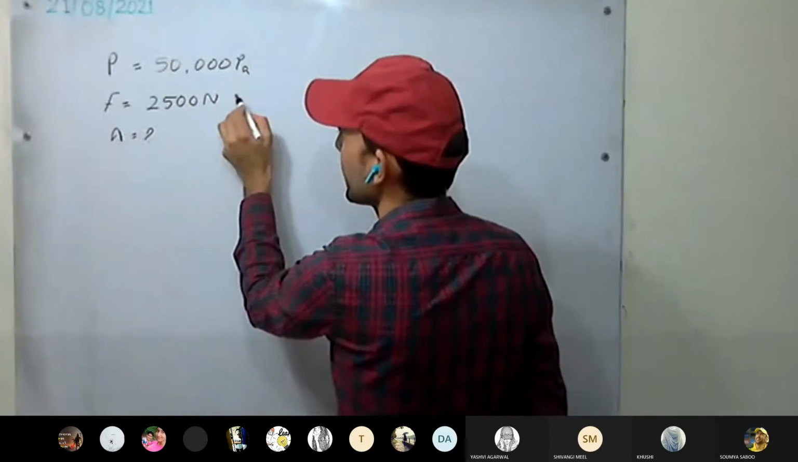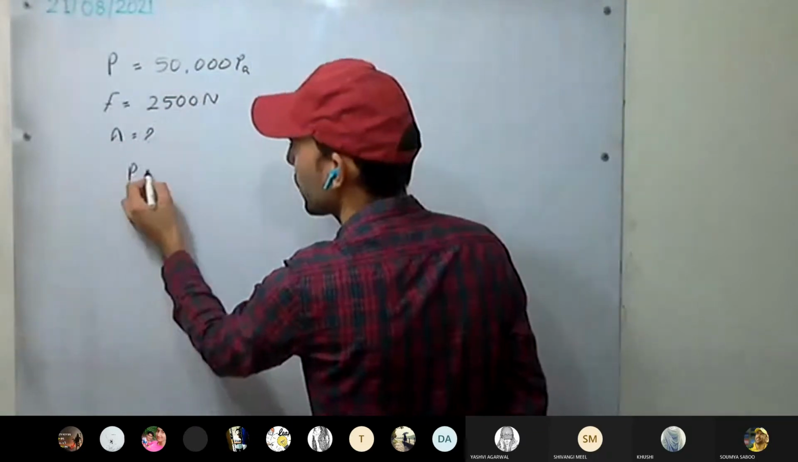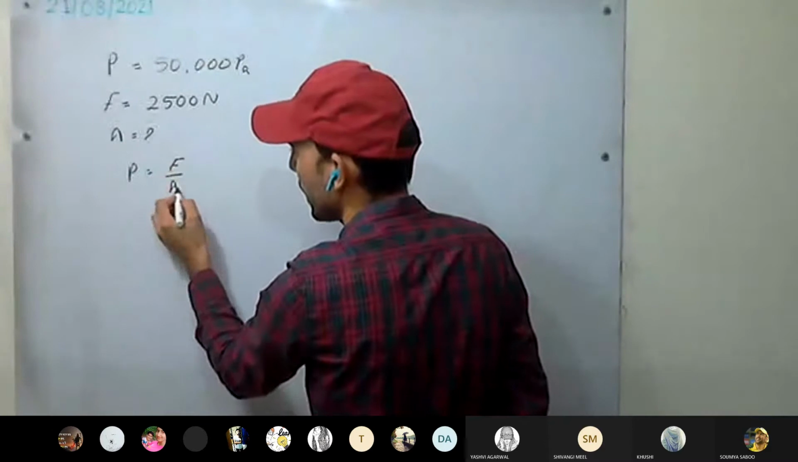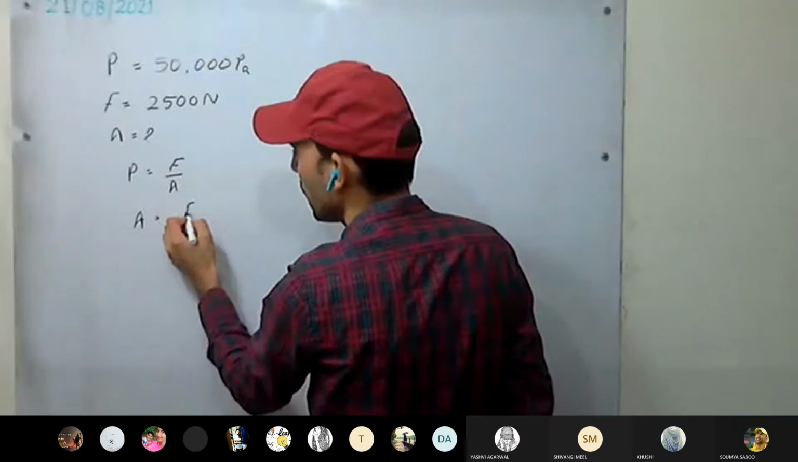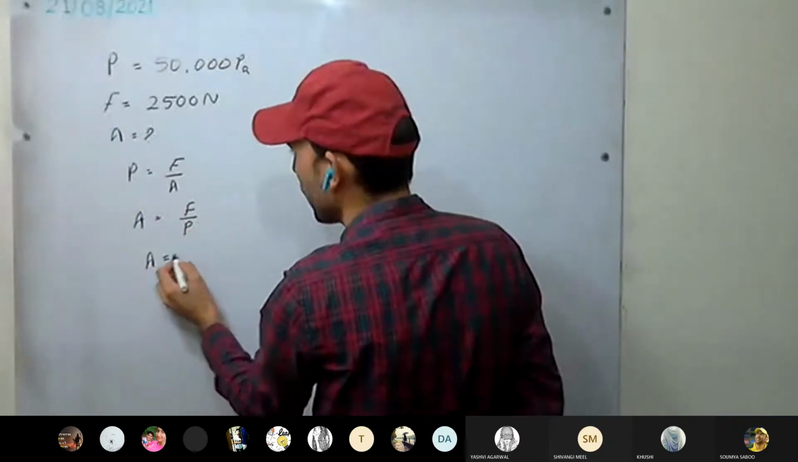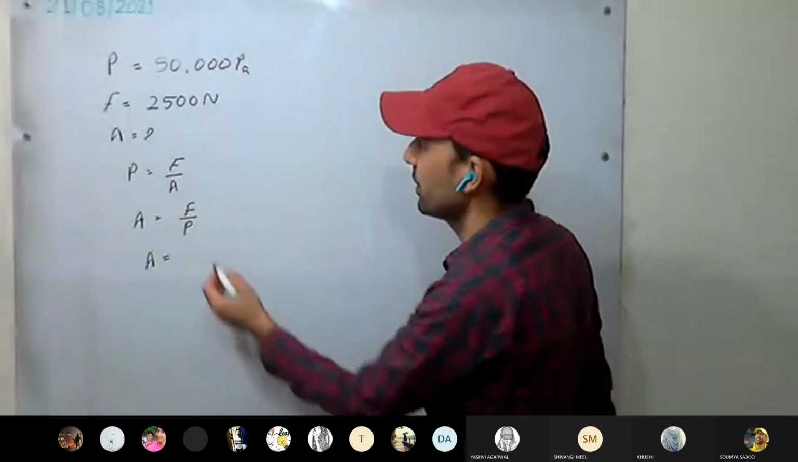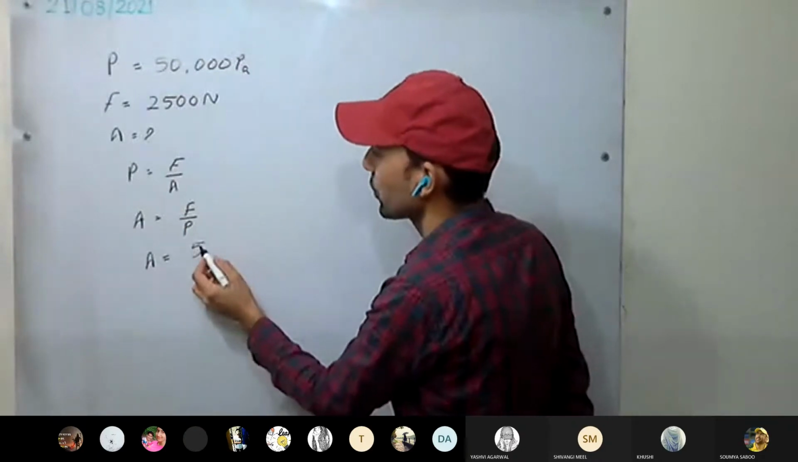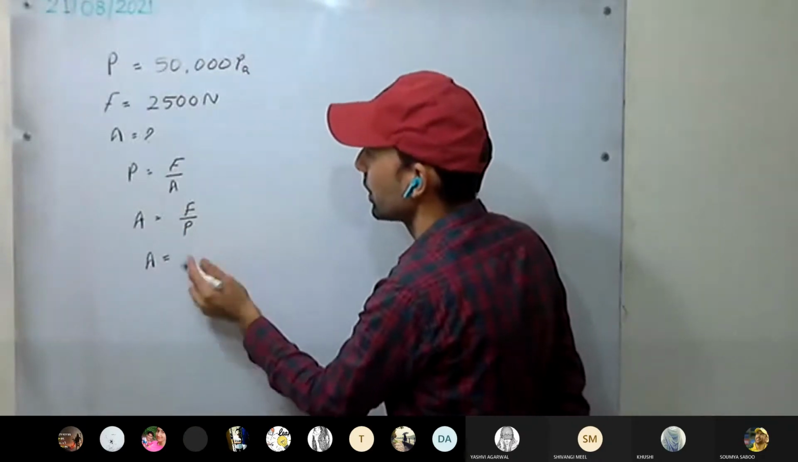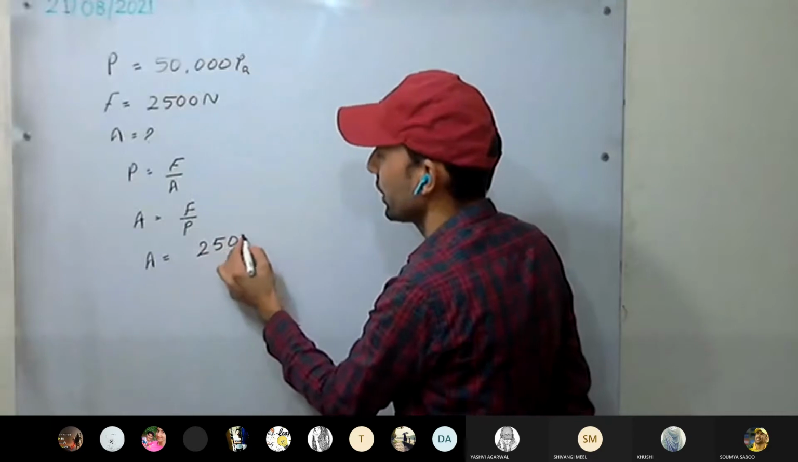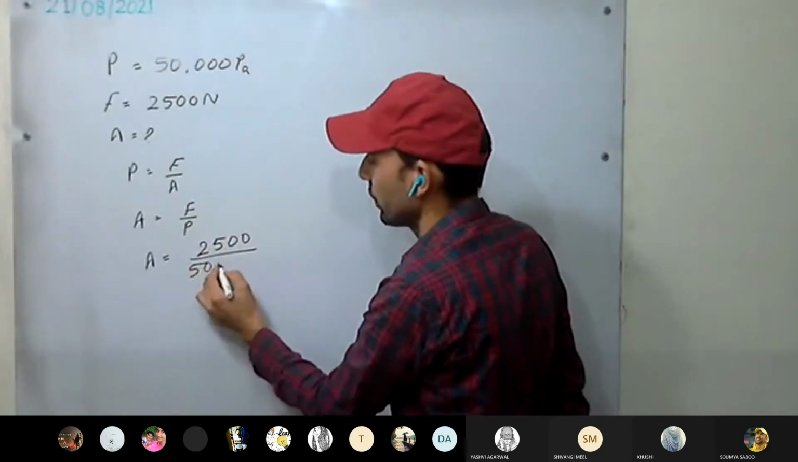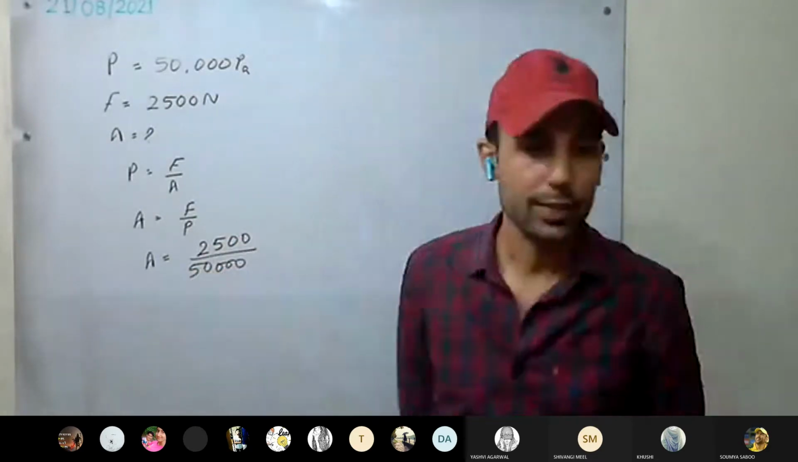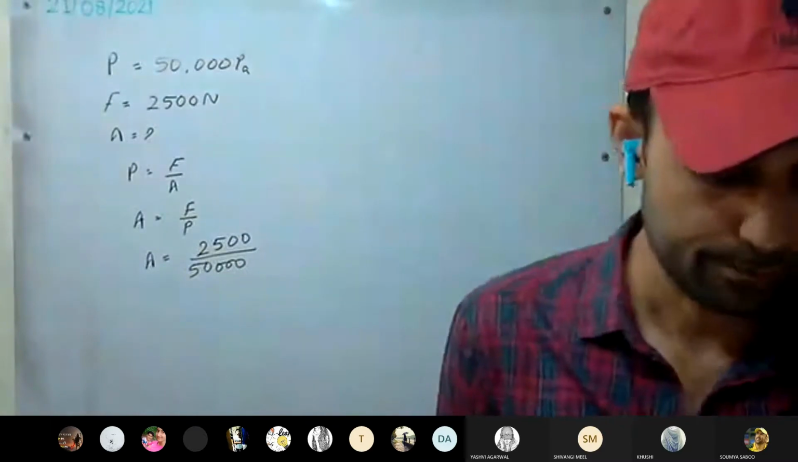Now see here, SI. So pressure equal to force upon area. Area equal to force upon pressure. So area will be how much? Calculate everyone. So force is how much? 2,500 divided by 50,000. Calculate everyone. How much are you getting?